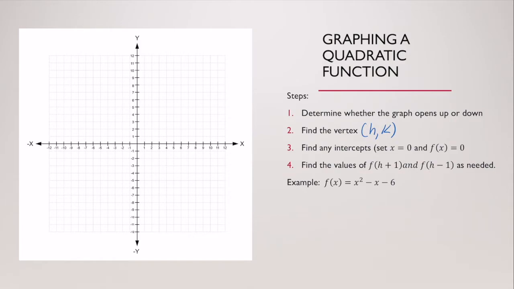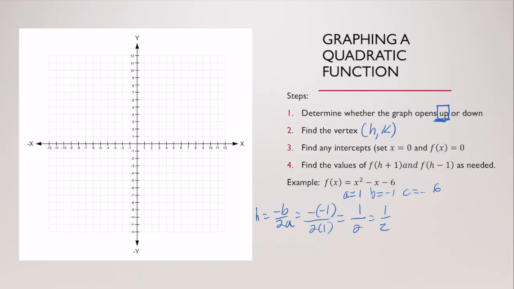So let's graph f of x is x squared minus x minus 6. Well, this graph definitely opens up. Our a is constant, our a is 1. So then I need to find my vertex. A is 1, B is negative 1, C is negative 6. H equals negative B over 2A. You will need to memorize that. So I have negative 1 over 2 times 1. So I get 1 over 2, which is 1/2.